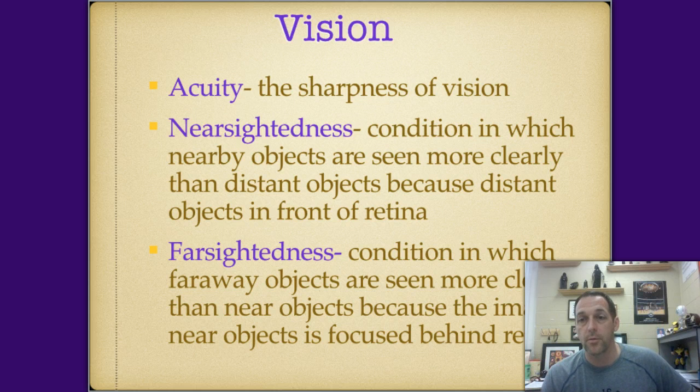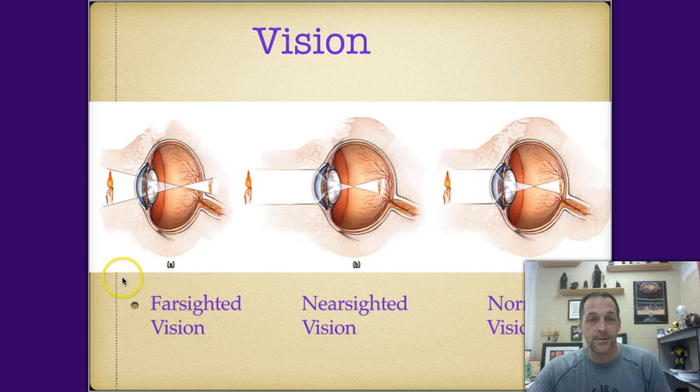in front of the retina, which I'll have a picture that will show you what that means in a minute. Farsightedness is a condition in which faraway objects are seen more clearly than near objects because the image of the near object is focused behind the retina. All right, so what does that mean? Here's a great picture of this.